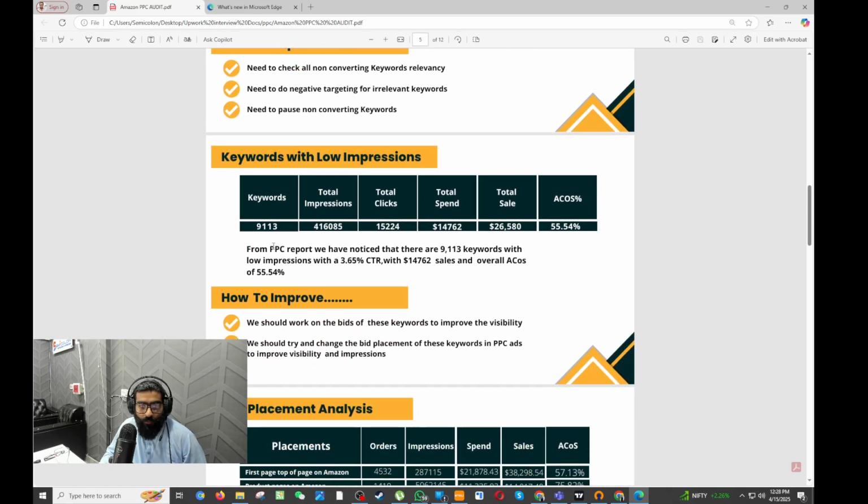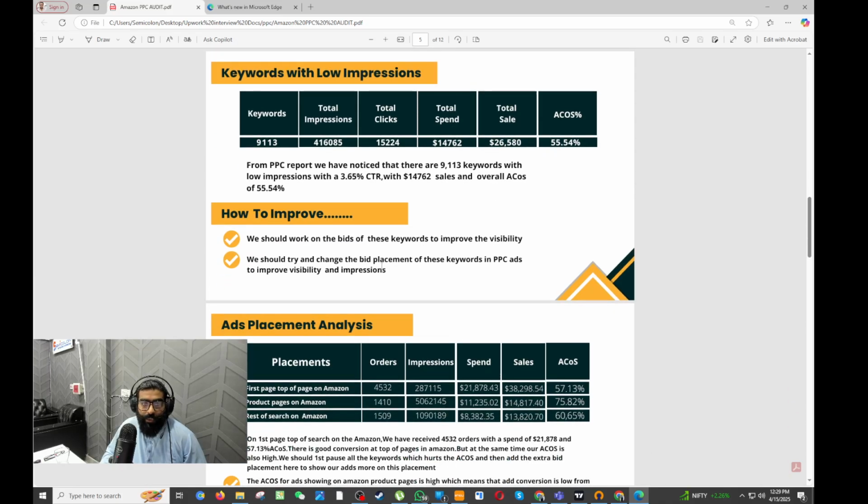Keywords with low impressions: there were 9,113 keywords with very low impressions, and the total impressions we're getting is this number, the total clicks were this, we were spending this amount of money, and the sales were 26,580, and the ACOS was too bad, 55.54. So how can we improve that? We should work on the bids of these keywords to improve the visibility. That means we may lower the bids, or maybe we can tweak the bids according to the situation.